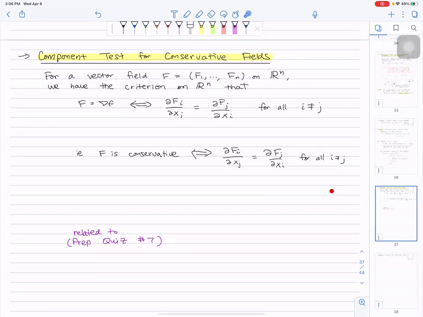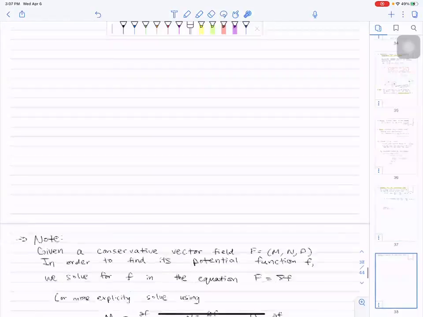So the component test is to determine if the function is also the gradient. So do the component test first. If it's the gradient, then we can use the independence of path theorem. Then if you have a starting point and an ending point, you definitely can use the independence of path theorem. So let me do this example.